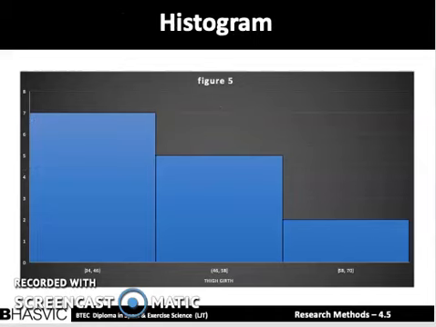Histogram. A histogram visualizes the distribution of data over a continuous interval or certain time period. Each bar in a histogram represents the tabulated frequency of each interval.